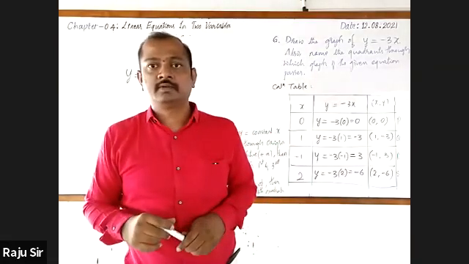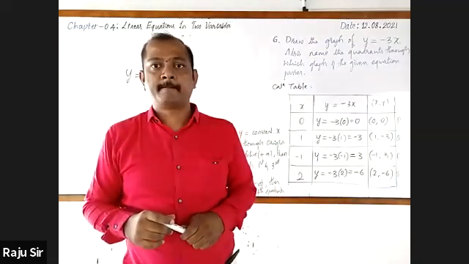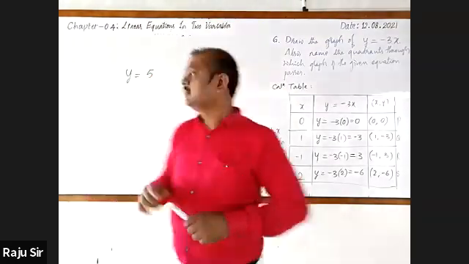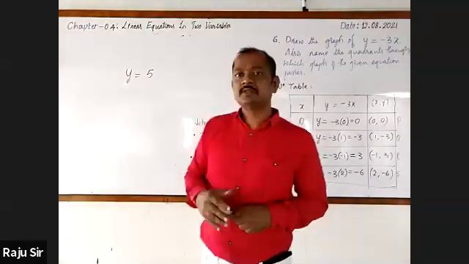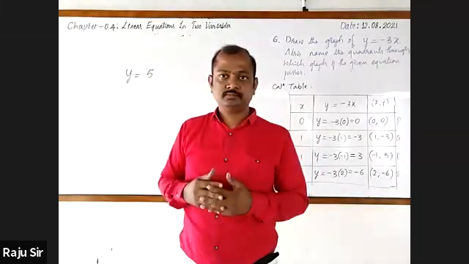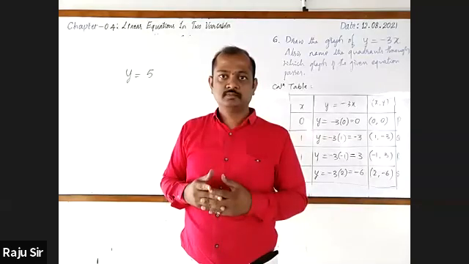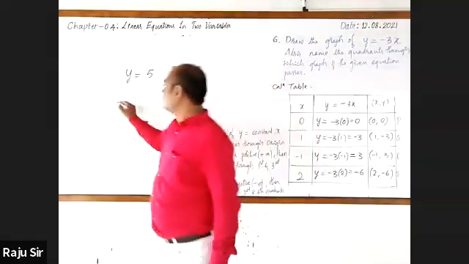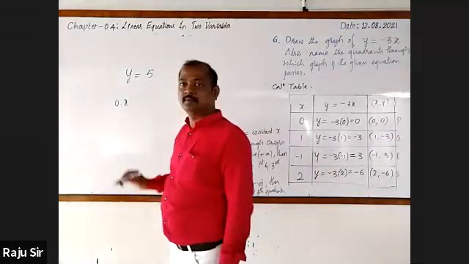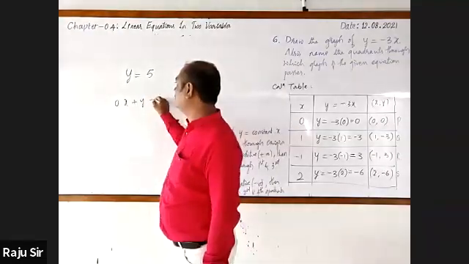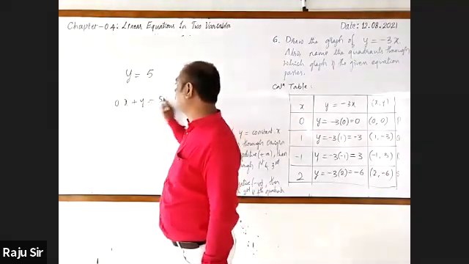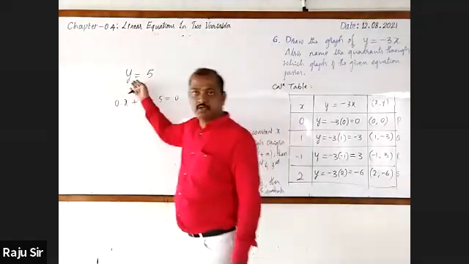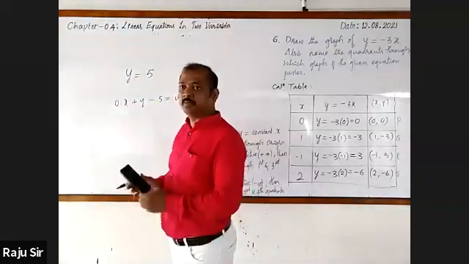Lakshmi Shri, can you hear me? Yes, sir. Can it be written in two variables? Yes, sir. How? Sir, 0 into x. y equals 5. Transfer that to the left-hand side: y minus 5 equal to 0. Right? It is actually in one variable. We have written that in two variables.